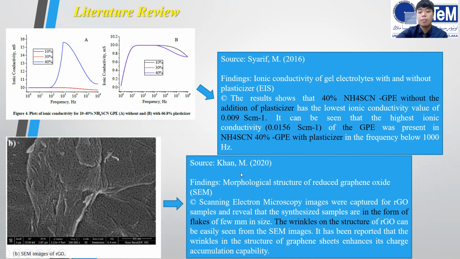The next finding is the morphological structure of reduced graphene oxide by SEM, and this one is from Tan M 2020. As we can see from the lower side of the image, this is the SEM image of RGO. There are clumps of flakes in the SEM image, and there are some wrinkles on the structure. It has been reported that the wrinkles in the structure of graphene sheet enhance its charge accumulation capability.